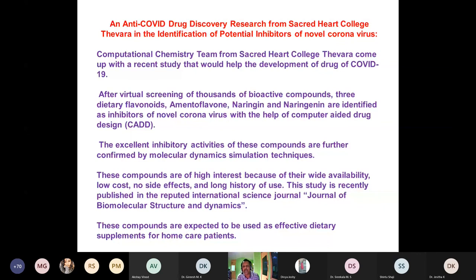After virtual screening of thousands of bioactive compounds, 3 dietary flavonoids, amentoflavone, naringin, and naringenin are identified as inhibitors of novel coronavirus with the help of computer-aided drug design. That means docking itself. Then the excellent inhibitory activity of these compounds is further confirmed by molecular dynamics simulation techniques. These compounds are of high interest because of their wide availability, low cost, no side effects, and long history of use. This study is recently published in a reputed international science journal, Journal of Biomolecular Structure and Dynamics. These compounds are expected to be used as effective dietary supplements for home care patients.